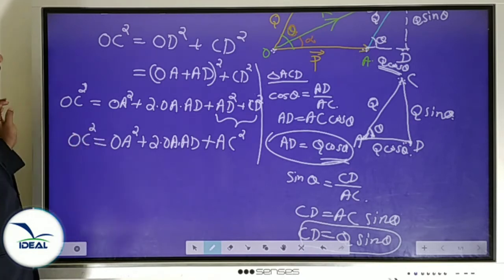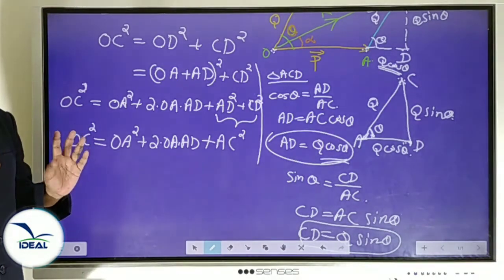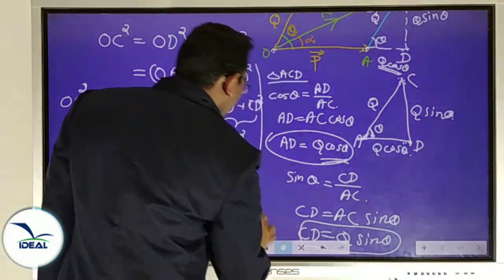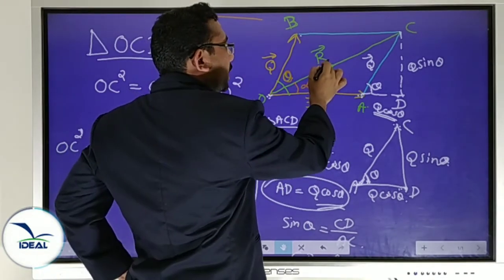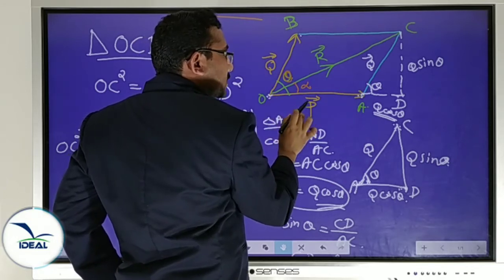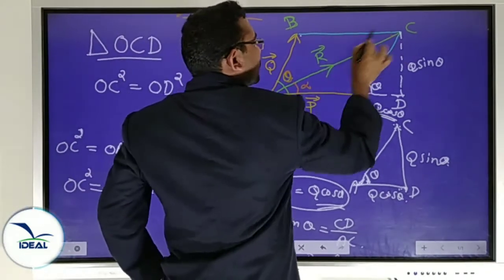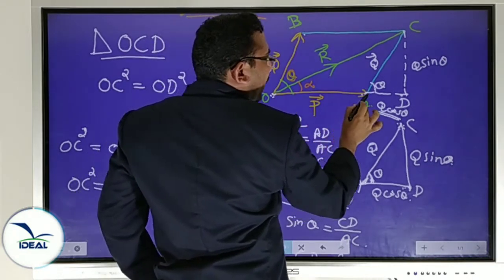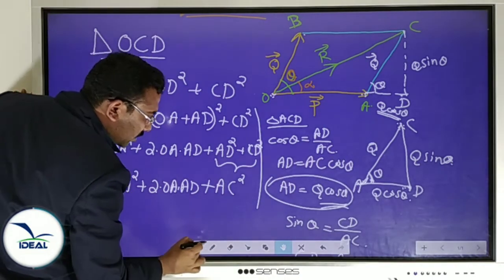Then put the values. Now we find only magnitude. We find the direction later. If we are taking magnitude, we just write the letter. Magnitude of vector R is R. Magnitude of vector Q is Q. Magnitude of vector P is just P. Like that. What is OC? OC is R. What is OA? OA is P. What is AD? AD is Q cos theta. Isn't it? Yes. Put these values in this equation.